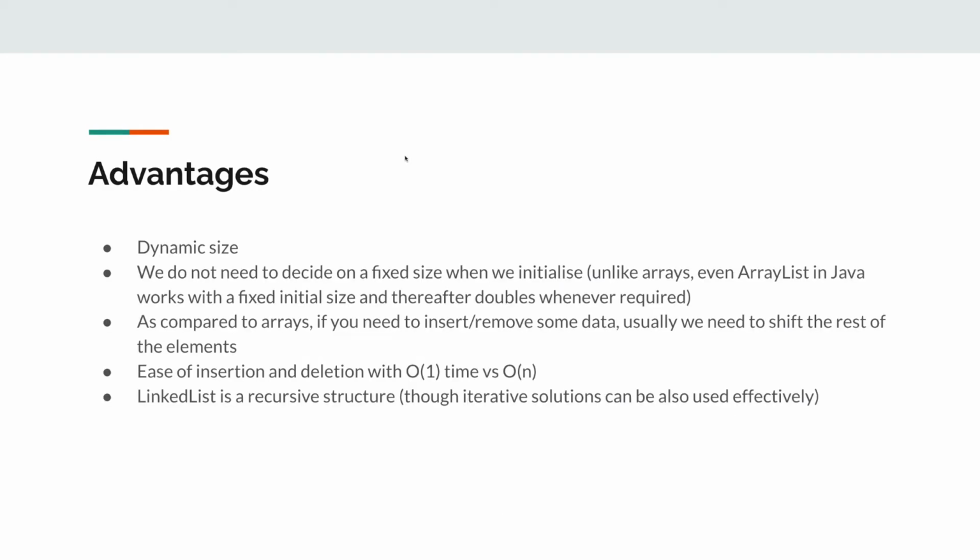Next up, let's take a look at some of the advantages of using a linked list. The first advantage is that linked lists have dynamic size. This means that we do not need to decide on a fixed size when we initialize the linked list. This is in contrast to arrays, because in arrays what happens underneath is that we are working with a fixed initial size, and when we reach the capacity of this array, we reallocate memory for an array of contiguous memory of double the size, and we have to copy all the elements over. But with a linked list, all we need to do to add elements is to add a new node, and we add a new pointer to that node.